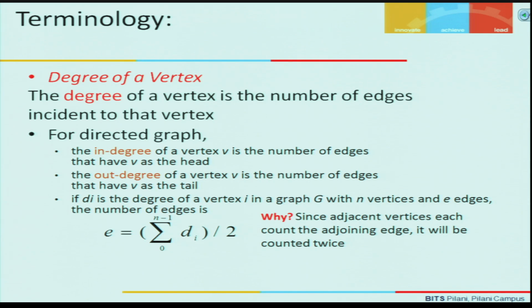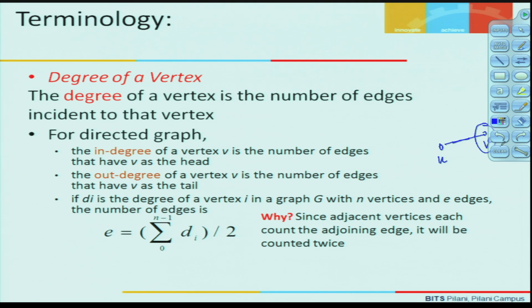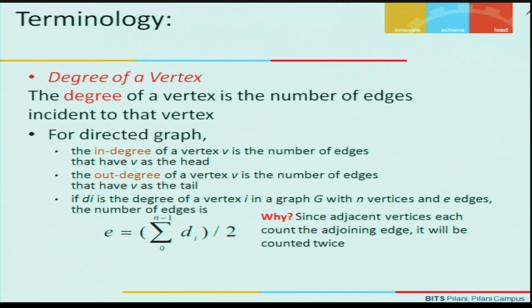So, for example, if you have an edge from say U to V, you are going to count this edge when you are going to count degree of U, and this edge will also be counted when you are looking at degree of V. So, an edge is going to be counted twice. So, the number of edges is going to be the sum of the degrees divided by 2. It is a simple but important result that we are going to use.